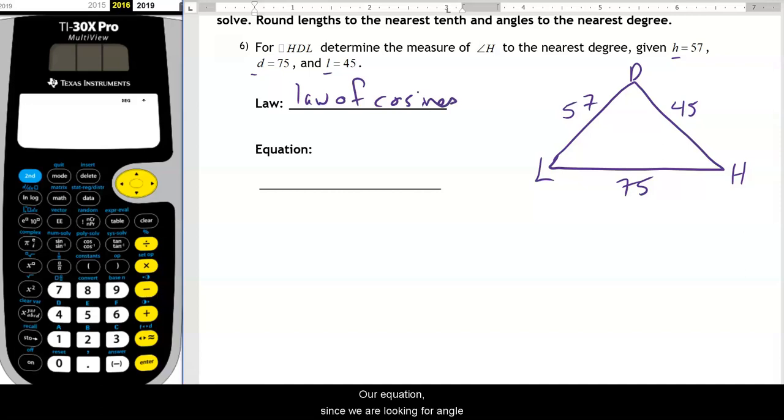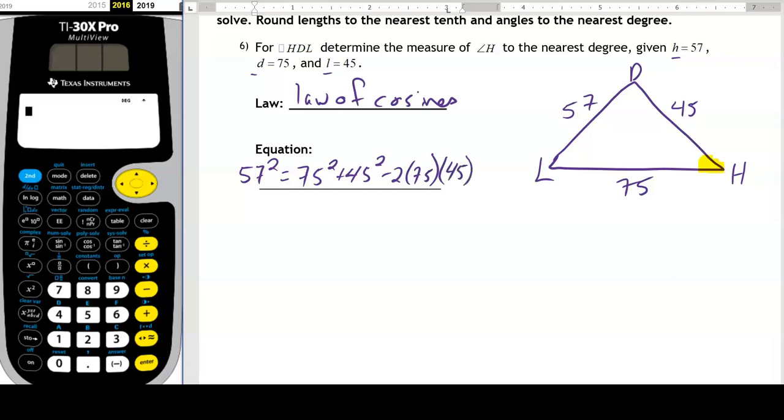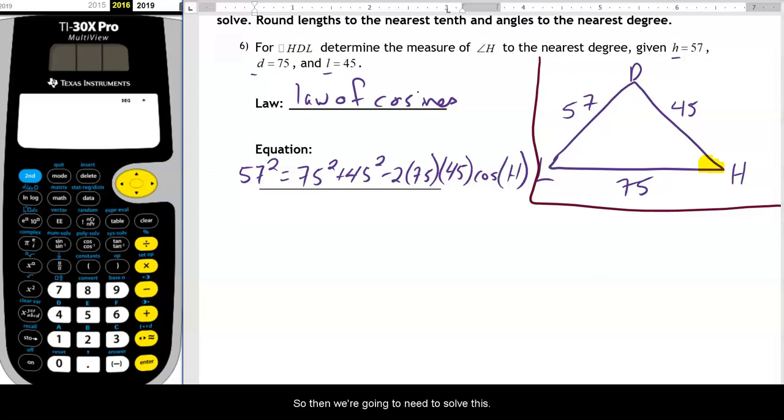Our equation, since we are looking for angle H, we'll have to start with our 57 on the left-hand side of our equal. So we will have 57 squared equals 75 squared plus 45 squared minus 2 times 75 times 45 times the cosine of H. So then we're going to need to solve this.